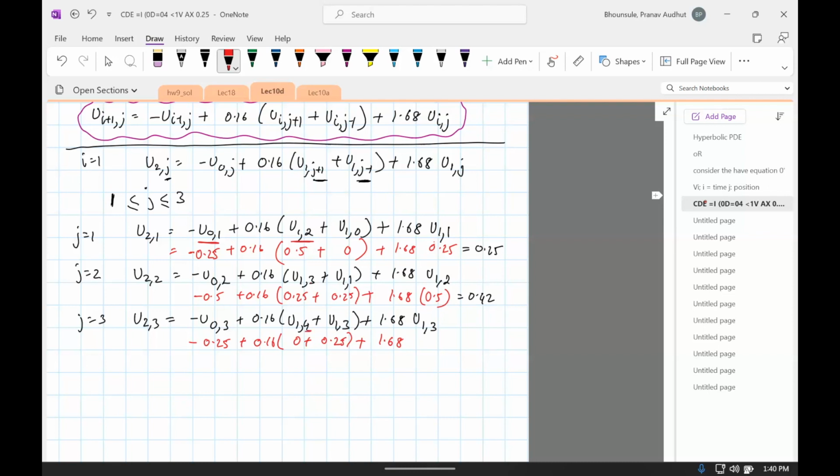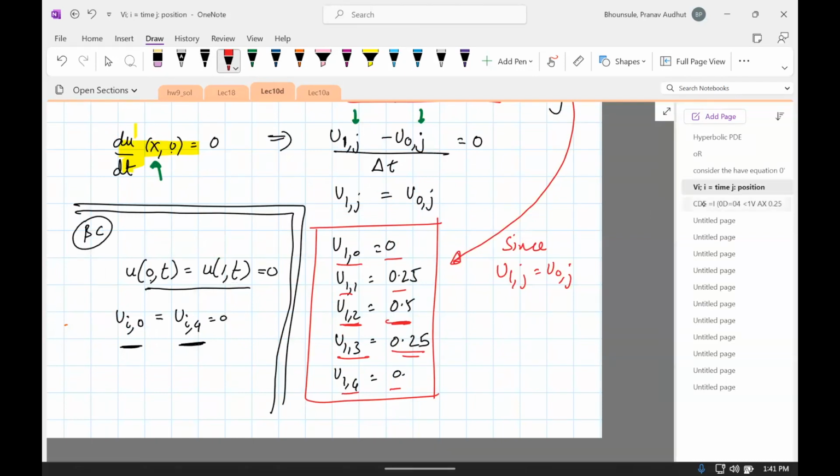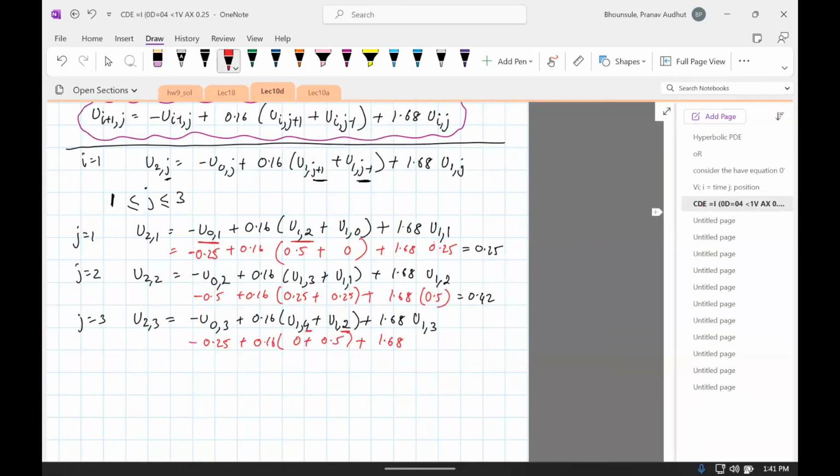You mean here? Which? This one? There's a mistake. Yes, it should be 2. Right? Yeah, my bad. u of 1, comma 2. Let's see, 1, comma 2 is 0.5. My bad. Yeah, good catch. 1.68 times u of 1, comma 3 is 0.25. So this answer is 0.25.